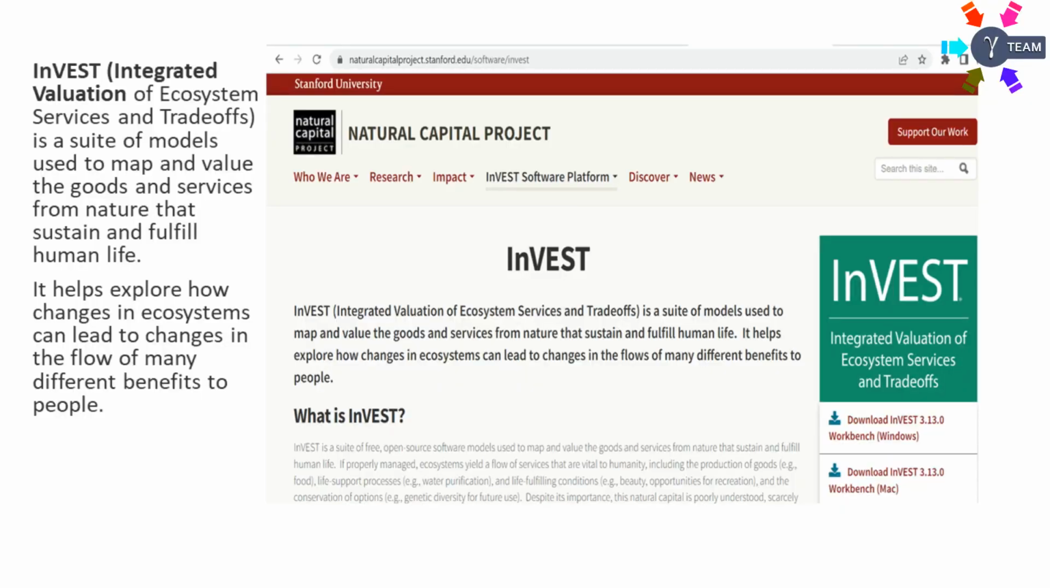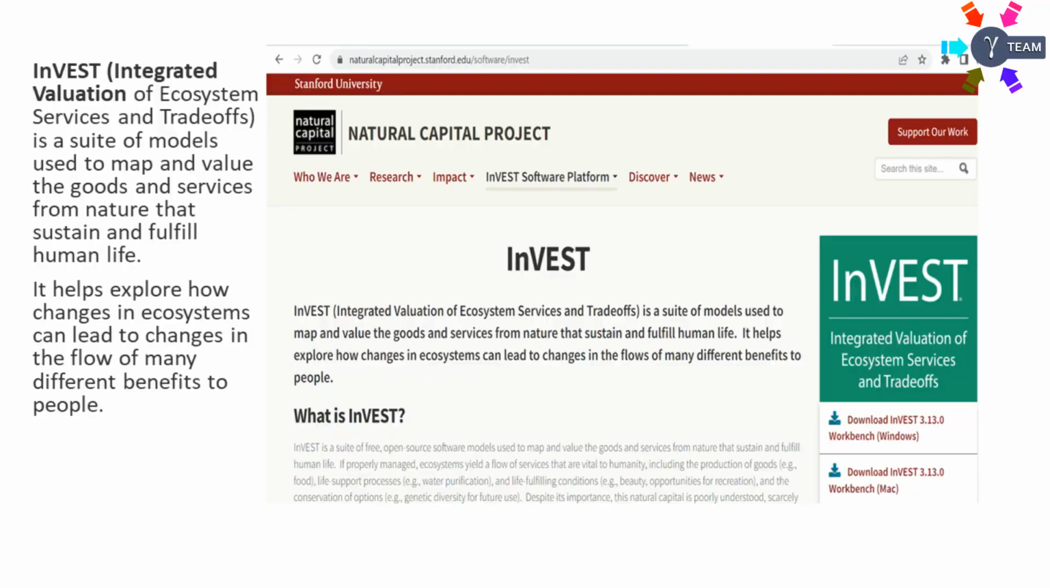That is called InVEST. It's an Integrated Valuation of Ecosystem Services and Tradeoffs. It is suited for models used to map and value the goods and services from nature that sustain and fulfill human life. It helps explore how changes in ecosystems can lead to changes in the flow of many different benefits to people.